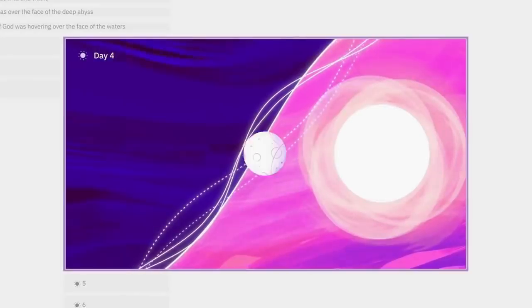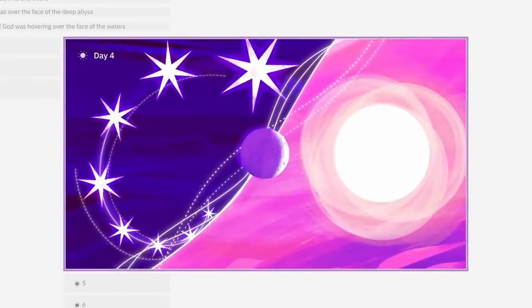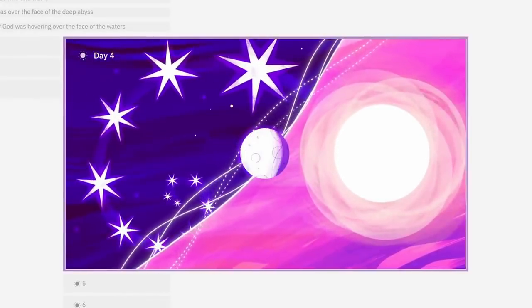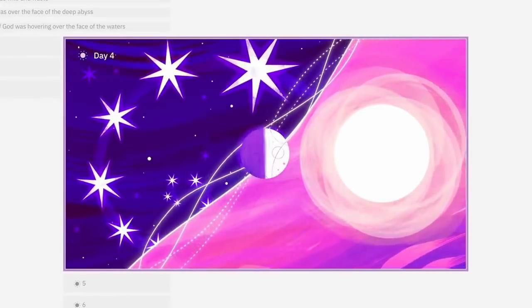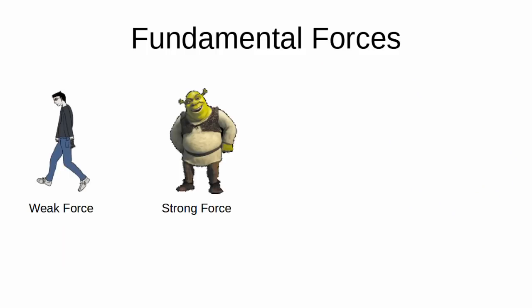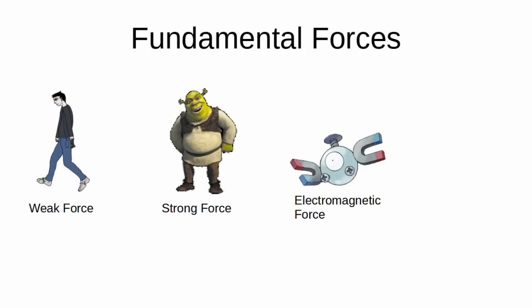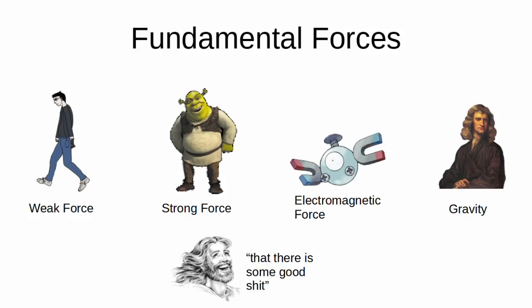Let's start from the beginning. According to Genesis 1:20, on the fourth day God said, "Let there be four indivisible fundamental forces which bind together all matter in the universe." So God created the weak force, the strong force, the electromagnetic force, and gravity. And God saw that it was good.